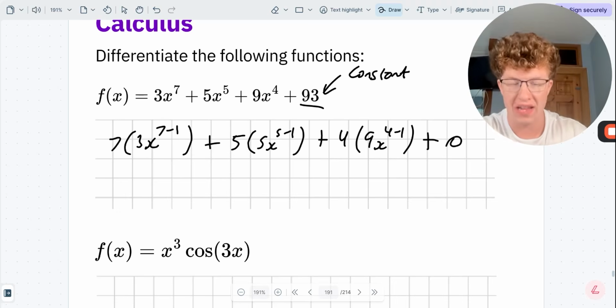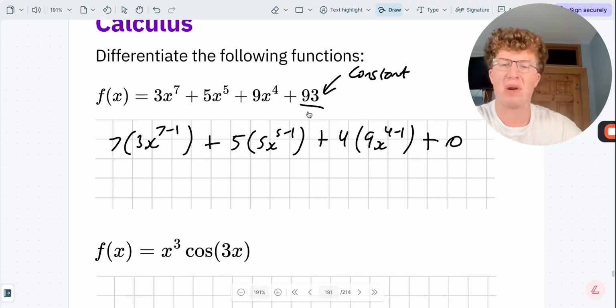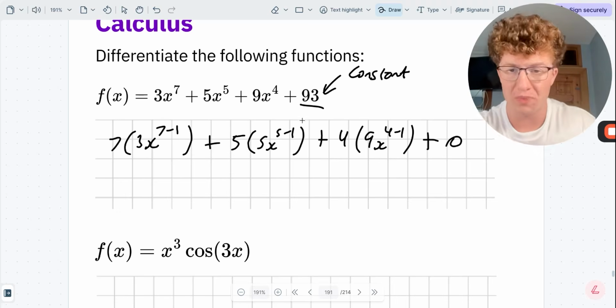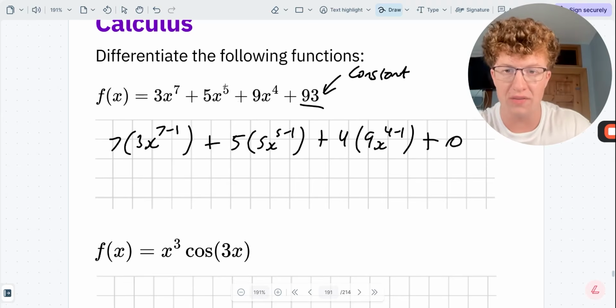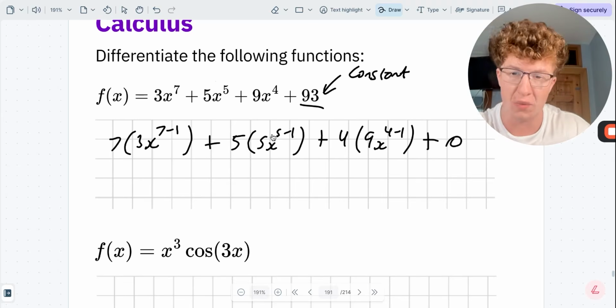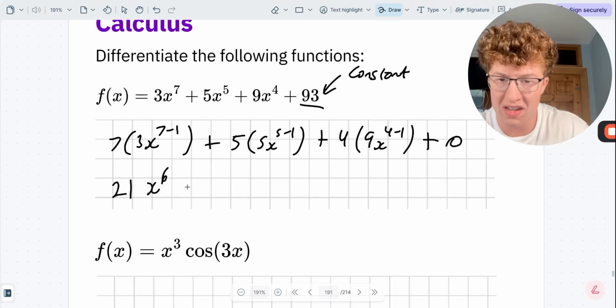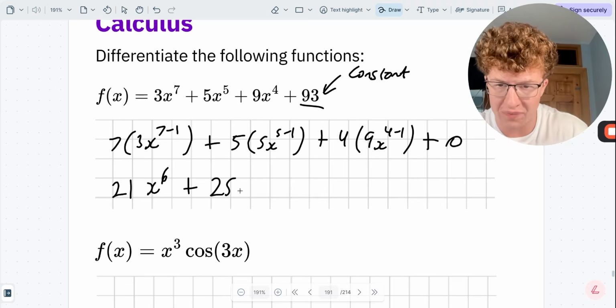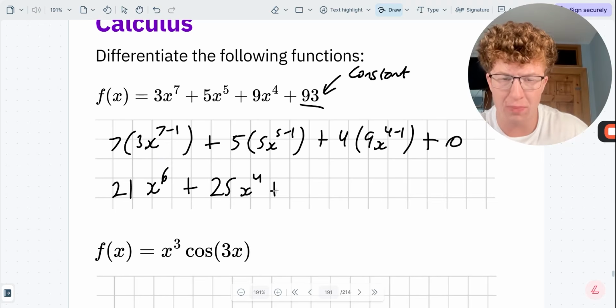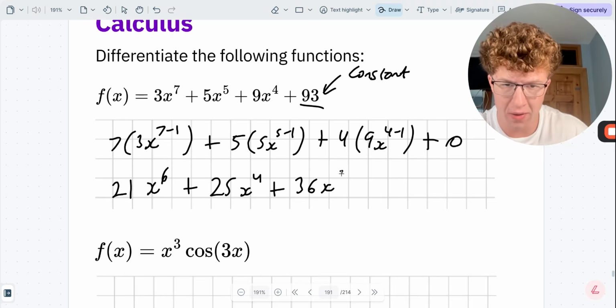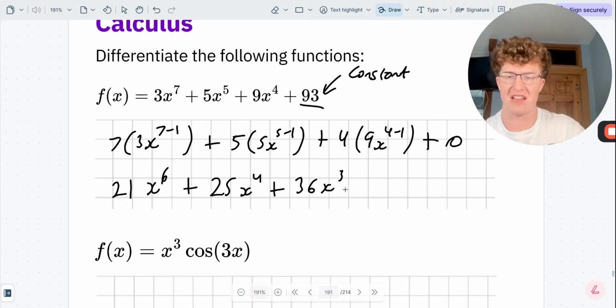It's just a number without an x. Just any number you like. And remember, if you differentiate a constant, you get 0. And in each of these cases, all I've done is I brought the power to the front and taken 1 off it. So all we're going to have is 21x to the power of 6 plus 25x to the power of 4 plus 36x to the power of 3. So that's the first function differentiated.